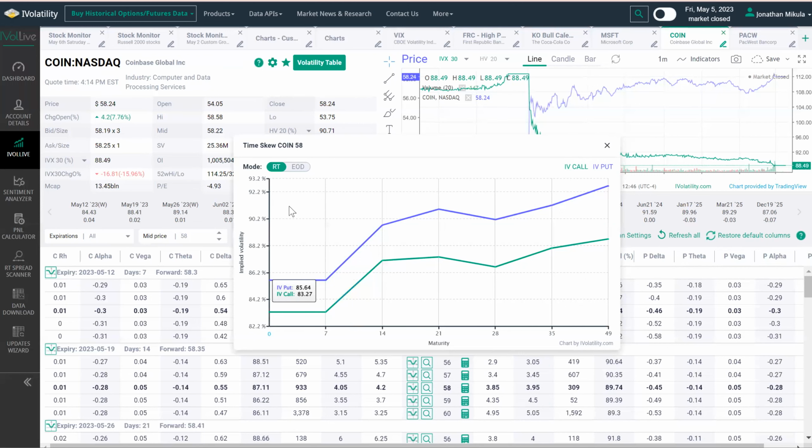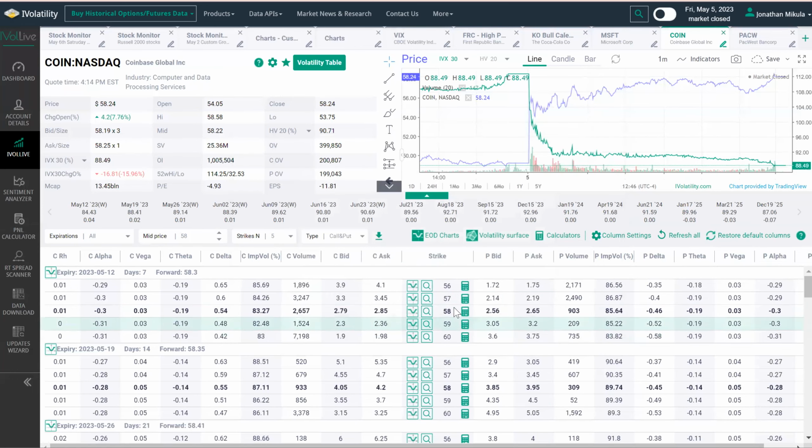I have a real-time account, so this is showing me everything in real time. Puts are in blue, calls in green, and this shows you the difference in implied volatility. You can see puts have a higher implied vol than calls. On the x-axis is our maturity, so this is looking at options that expire 7 days from now, 14, 21, 28, 35, 49. You can see implied vol for this particular strike price, 58, going higher as we go further into the future, so anticipating an increase in implied volatility for this specific strike at 58.